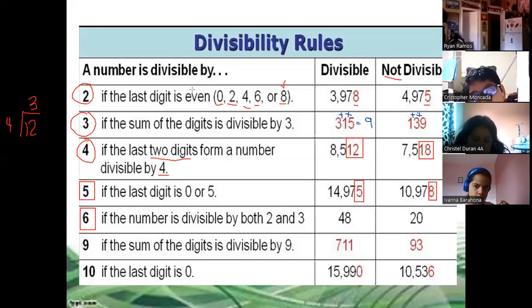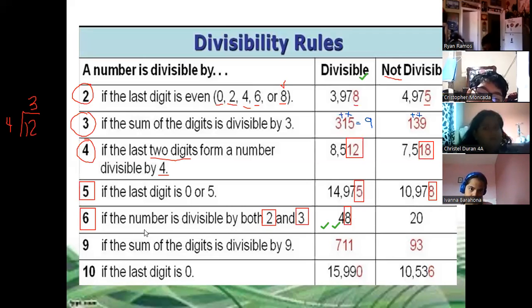A number is divisible by 6 if the number is divisible by both 2 and 3. So the number needs to be divisible by 2 and 3. Tiene que cumplir con estas dos reglas. Is it an even number? Yes, so it is divisible by 2. Cumple una regla. Now, 4 plus 8, because in rule 3, we have to add: 12. And 12 divided by 3 equals 4. So, yes, it is divisible by 6.